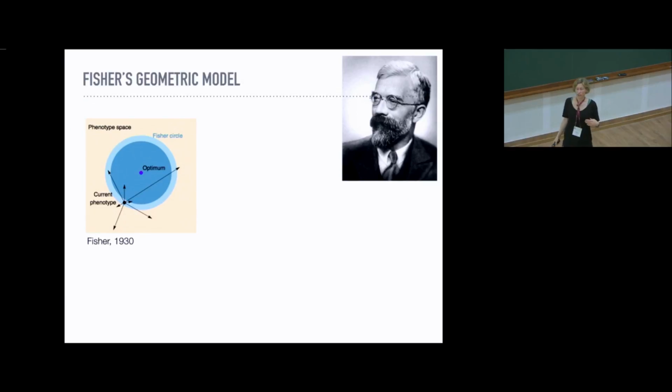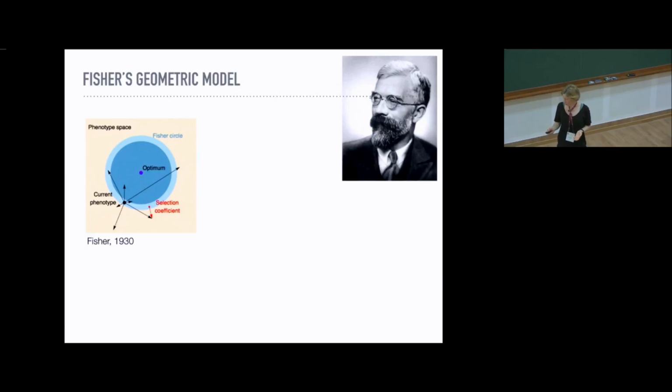Any arrow that gets you closer to the optimum is a beneficial mutation, and any arrow that gets you further away from the optimum will be deleterious. Like, for example, this one here carries you further away from the optimum, and so it would be a deleterious mutation, where the distance that it brings you further away will be the selection coefficient of that mutation.